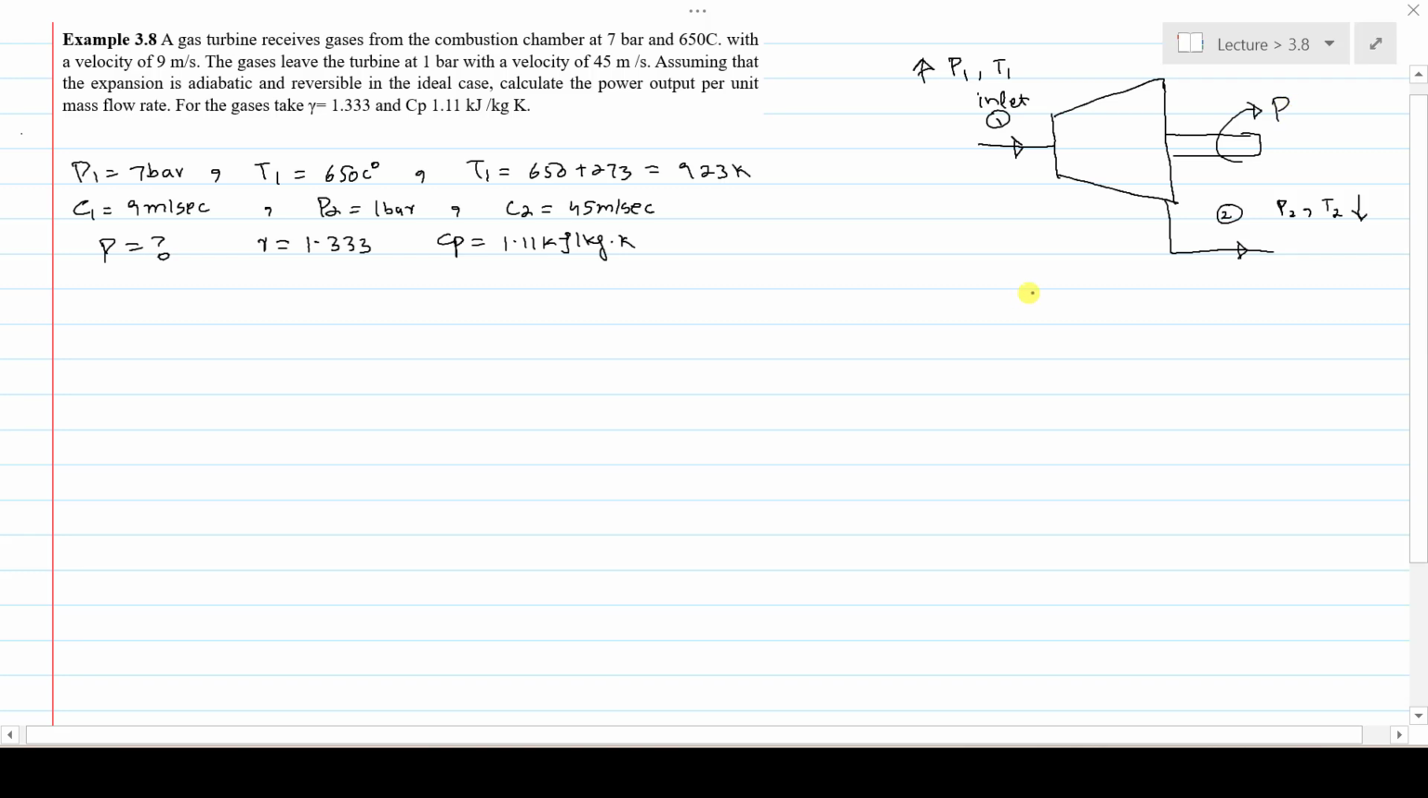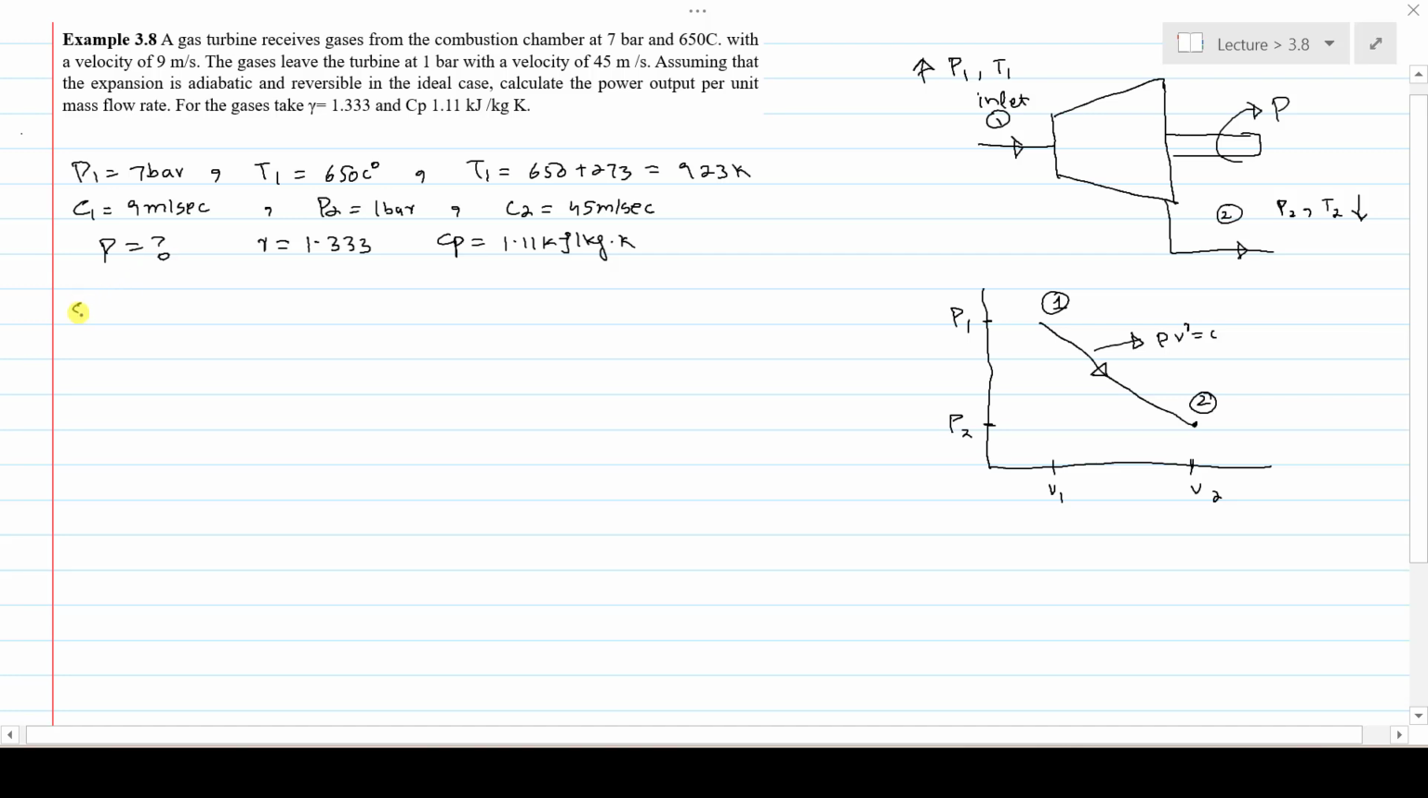If I draw its PV diagram, there is adiabatic expansion in the gas turbine, so there must be a drop in pressure and temperature from 1 to 2, and the expansion follows the law PV to the power gamma is equal to constant. Here the pressure is P1, volume is V1, here the volume is V2, and the pressure drops to P2.